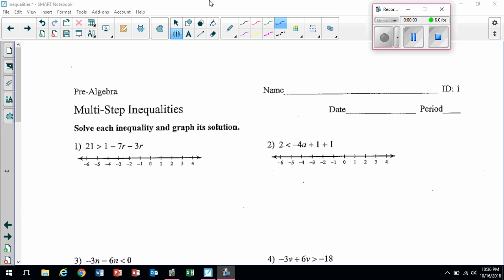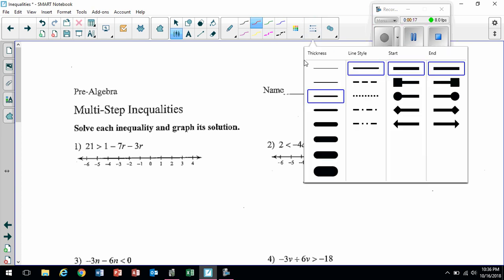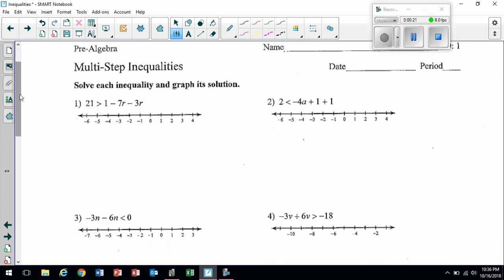Guess what? I'm back. So at this point, you should have watched your multi-step inequalities notes and completed all that jazz. Make sure that you have everything filled out. Make sure that you completed everything that you're supposed to complete. And now here we are at the practice work once again, okay?